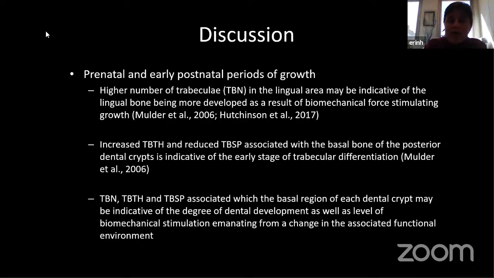Increased trabecular thickness and, of course, a reduction in trabecular spacing associated with the basal bone of the posterior dental crypts is indicative of the early stages of trabecular differentiation. Again, this can be very much linked to the degree of dental development and also the eruption sequence of the teeth. In terms of trabecular number, thickness, and spacing associated with the basal region of each dental crypt, the trend we've observed may be indicative of the degree of dental development as well as the level of biomechanical stimulation emanating from a change in the associated functional environment. So again, it's speaking to what is happening in terms of function. Is there sucking? Is there suckling? Are we chewing? That type of thing is going to very much influence how our trabeculae differentiate.